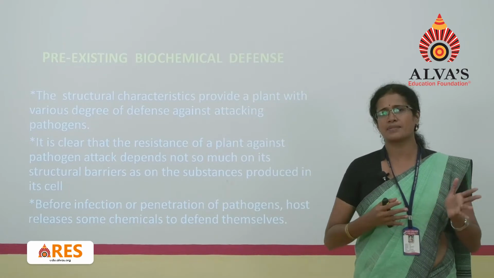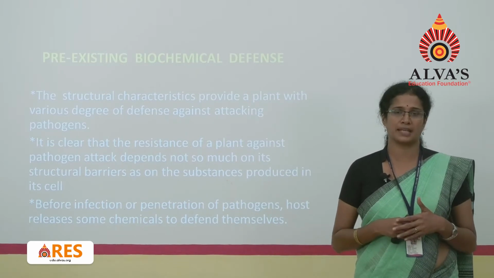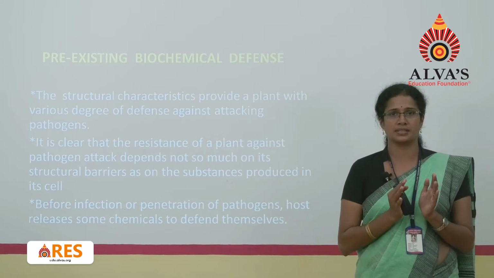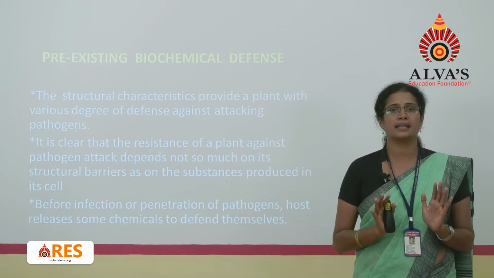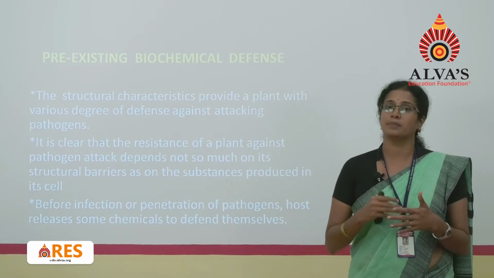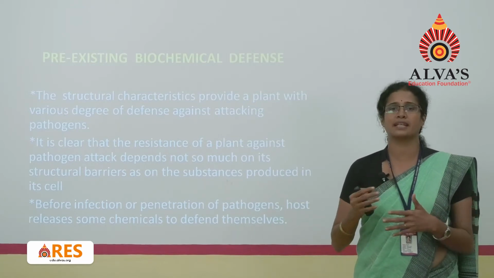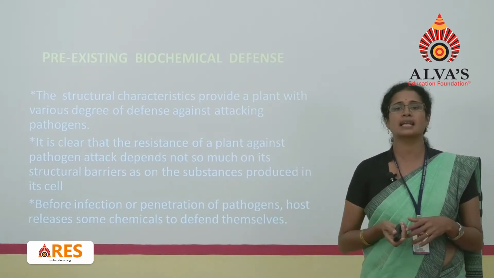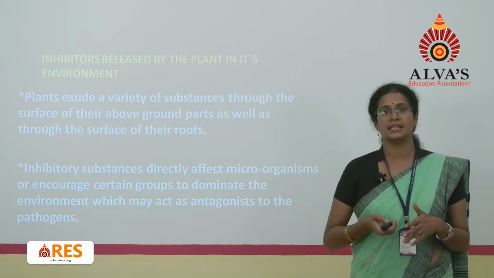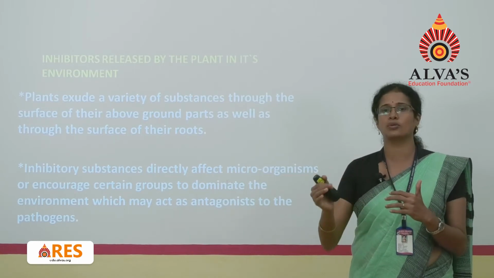Now in the last class we have studied about the structural defense mechanisms, where we have discussed about different structures. Now only these particular structures don't help the plant to get rid of the disease. Along with the structural defense mechanisms, the plant also produces chemicals, and these chemicals together start fighting against the pathogens. Now what exactly happens? So these particular chemicals are released into the environment. So why are they called inhibitors? Because they will inhibit the growth of the pathogen.